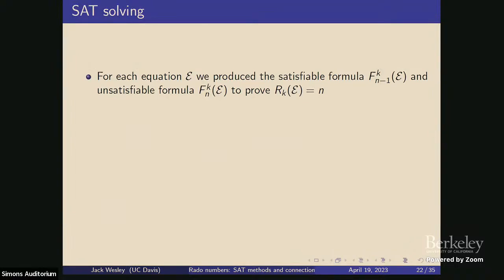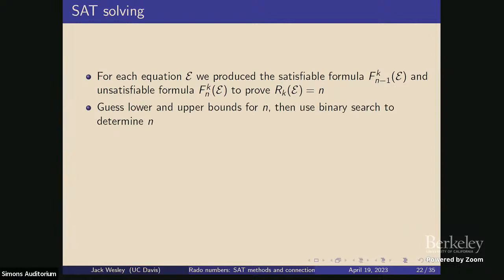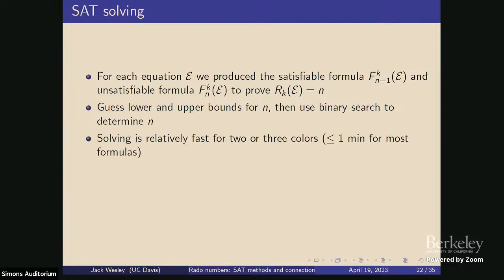So for all these numbers, we just produced a satisfiable formula at n-1 and an unsatisfiable formula at n, and this is enough to show the Rado number is equal to n. And what we did was just, for each of these, we essentially just guess and then binary search our way to n. And solving actually turned out to be very, very fast. We just used out-of-the-box solvers, mostly CaDiCaL towards the end. And for 2 or 3 colors, essentially everything can be done in under a minute. But for 4 colors, we do some basic symmetry breaking, and it requires a bit more time.